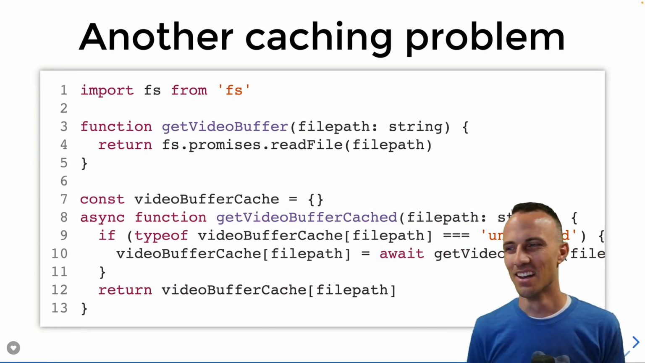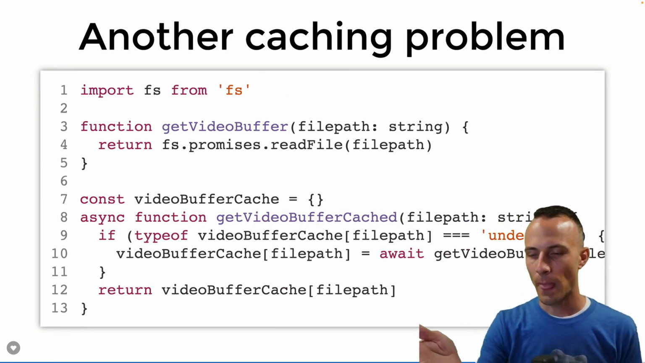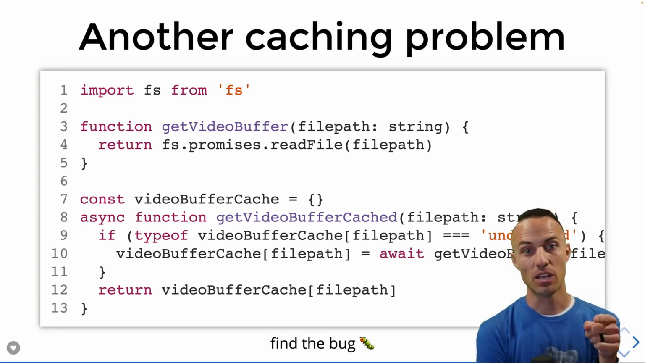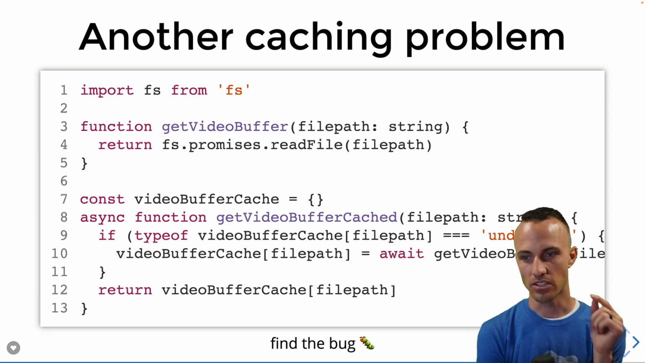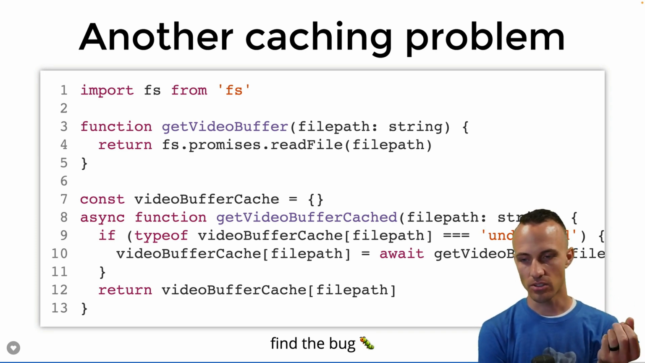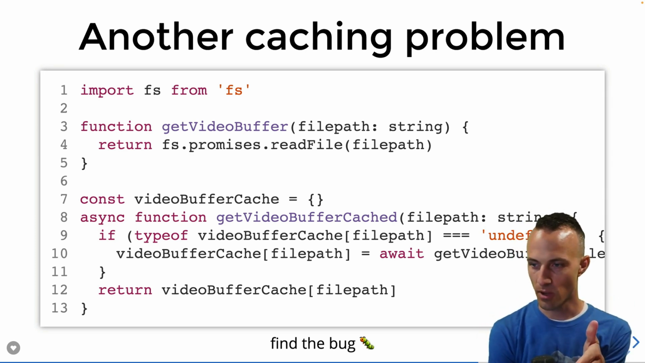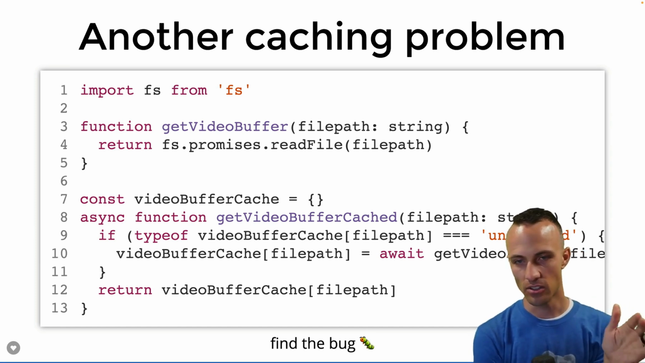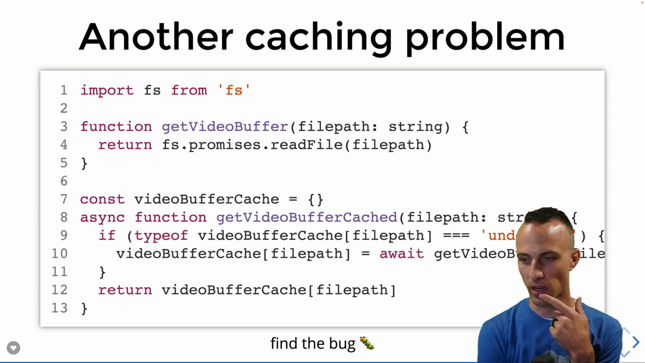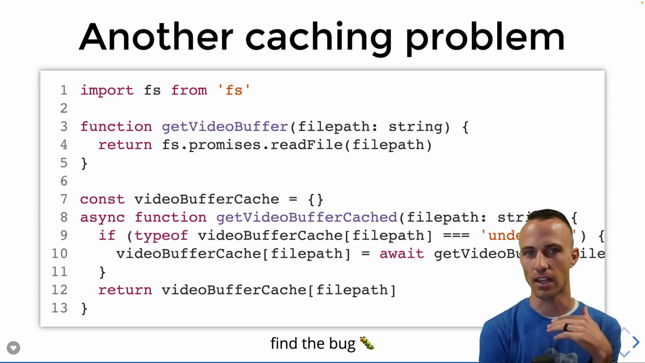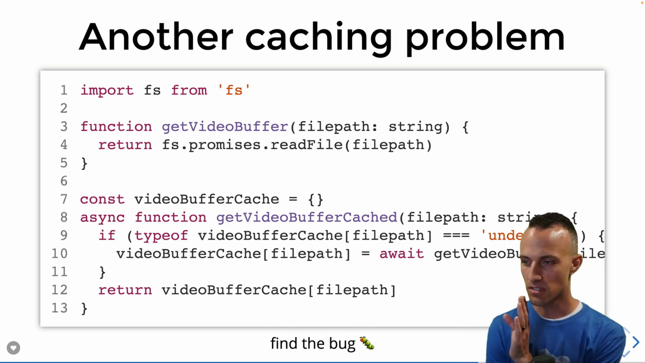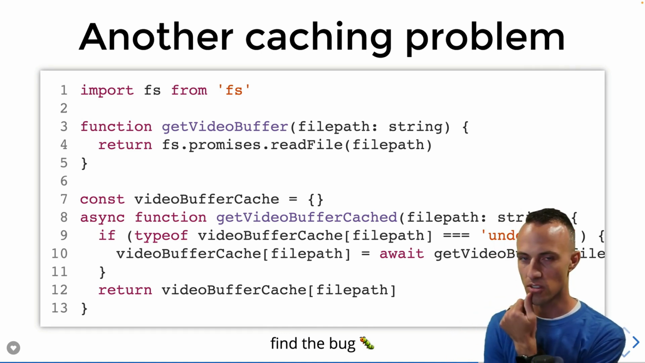Sorry. So let's talk about another caching problem. There's another bug. We're going to play this game again. There's a major problem in this caching implementation. So we have this get video buffer that returns a promise. Our get video buffer cached is also async, so that's not the problem. You can totally do async await and stuff like this. We're not really handling errors. That is also something you need to consider. But just the basic premise here, there's a major problem here.